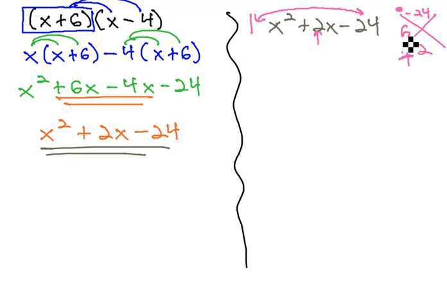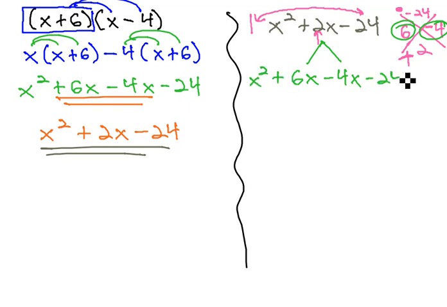Notice if we were to multiply 6 times 4, we get 24, and if the 4 is a negative 4, 6 times negative 4 is negative 24, and 6 plus negative 4 is positive 2. That is how we would want to split up the 2x into 6x and negative 4x, using those numbers that we found that multiply to negative 24 and add to 2. We still have the x squared in front and the negative 4 at the end.